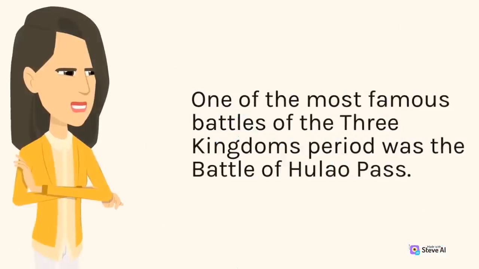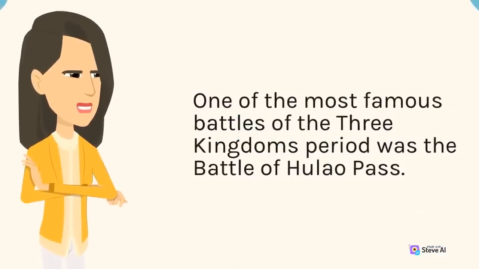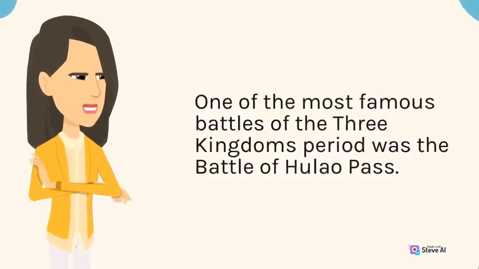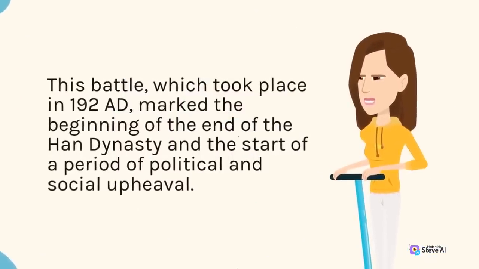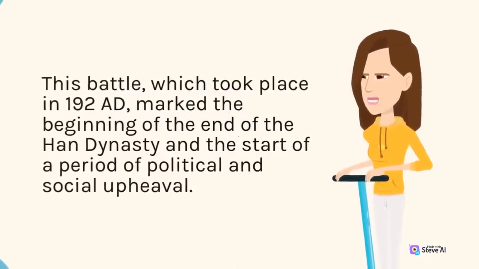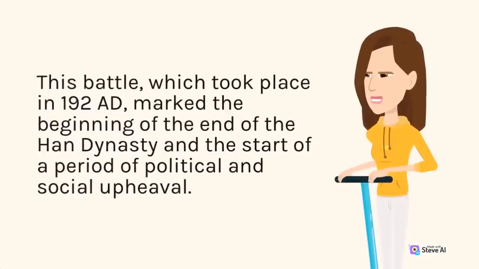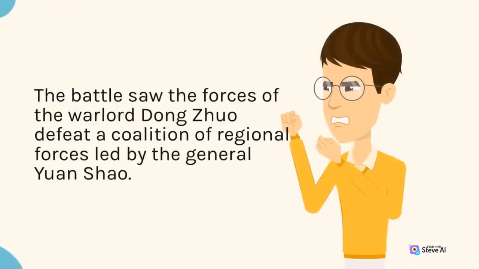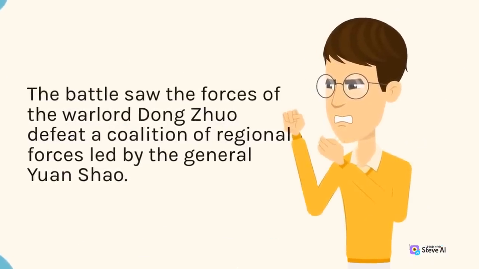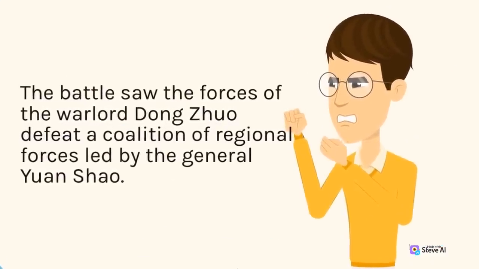One of the most famous battles of the Three Kingdoms period was the Battle of Huao Pass. This battle, which took place in 192 AD, marked the beginning of the end of the Han Dynasty and the start of a period of political and social upheaval. The battle saw the forces of the warlord Dong Zhou defeat a coalition of regional forces led by the general Yuan Shao.